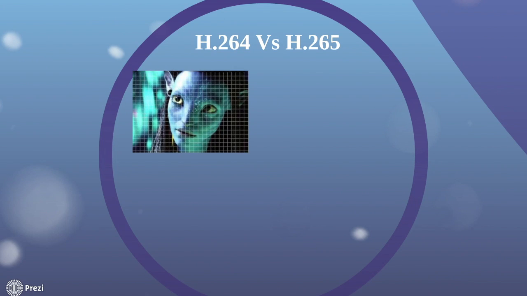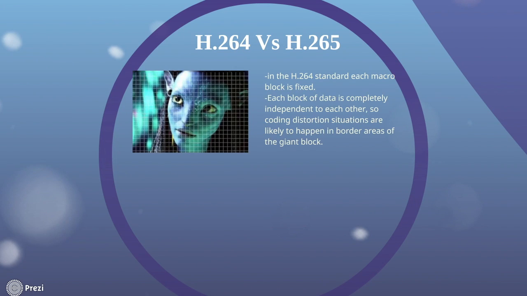This illustration displays the use of the traditional H.264 standard. Each macro block is fixed. In H.264 coding technology, each block of data is completely independent of the others. So coding distortion situations are likely to happen on the border areas of the giant block.